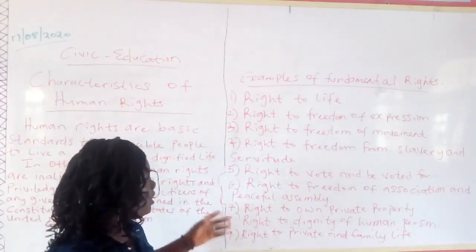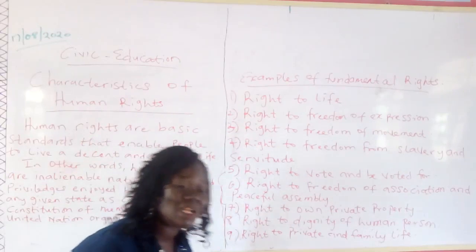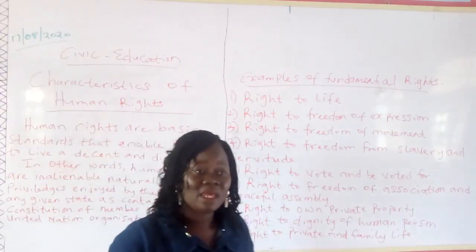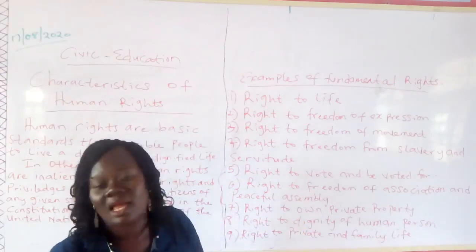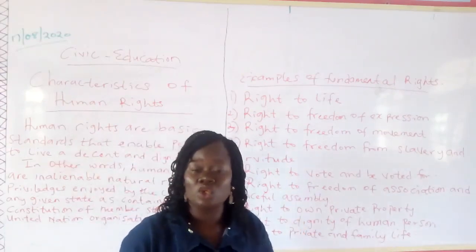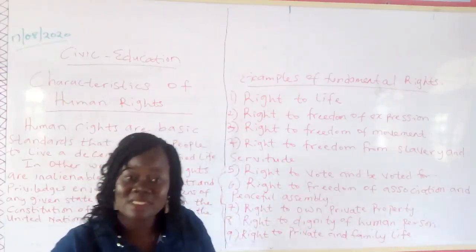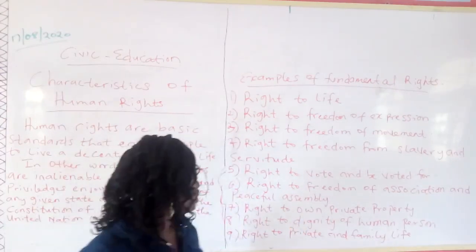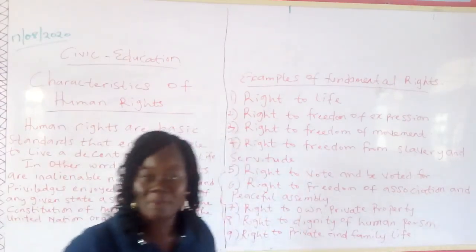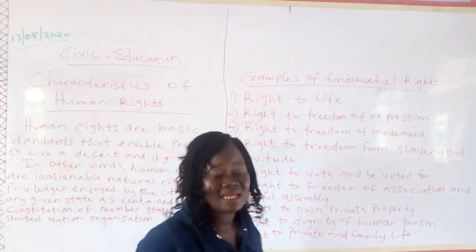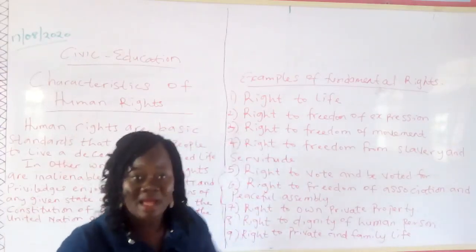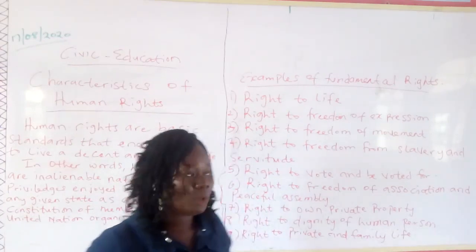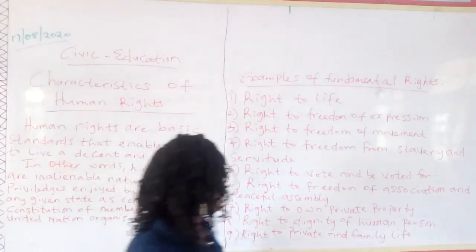Then we also have right to freedom of association and peaceful assembly. I can choose to join any association. I can choose to join any union that can protect me, that can provide security for me. Also, we have right to own private property. I have the right to own a land. I have the right to own a car. I have the right to own properties, and I should not be denied of such rights.